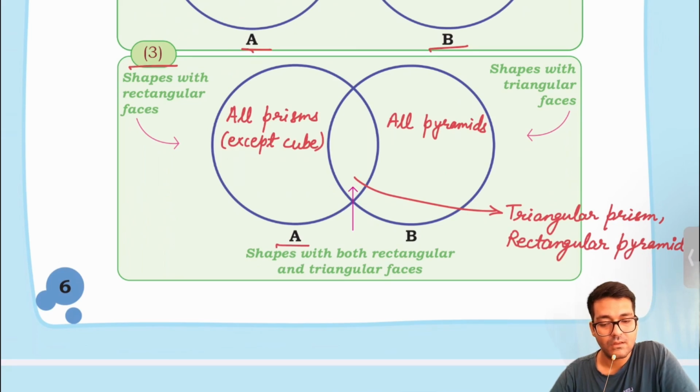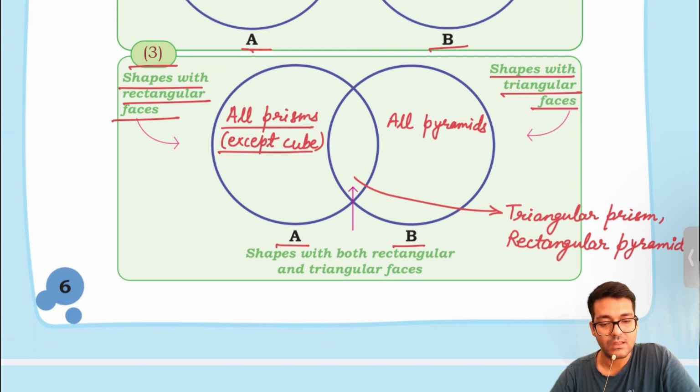3a. Shapes with rectangular faces. In this you can write all prisms except cube. 3b. Shapes with triangular faces. In this you can write all pyramids. And the intersecting portion, shapes with both rectangular and triangular faces, you can write triangular prism and rectangular pyramid.